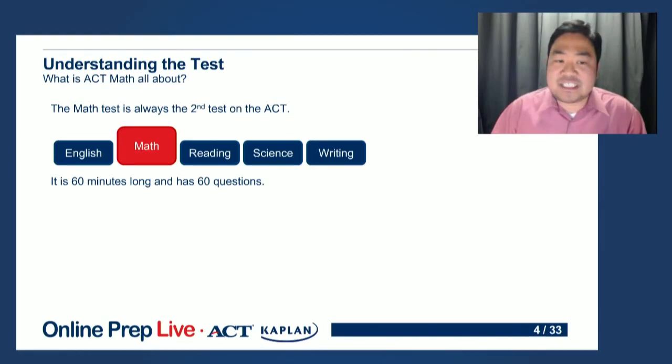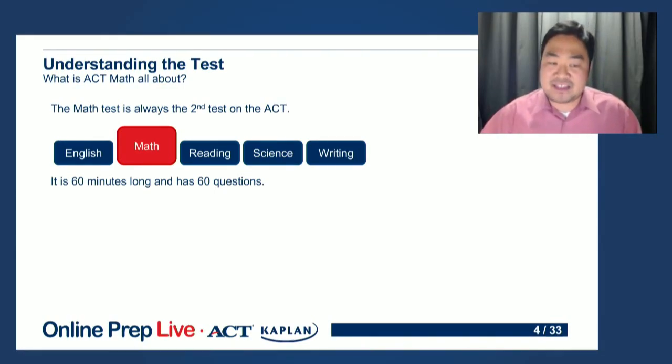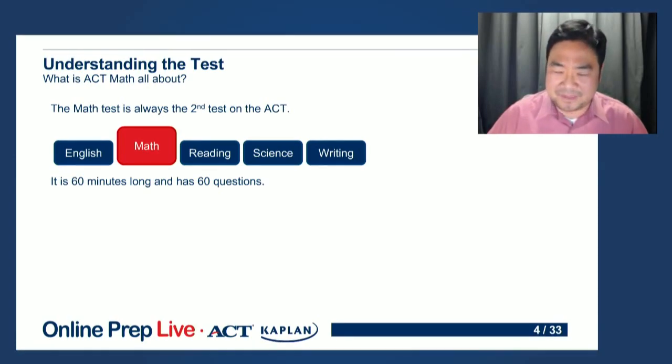Also remember, the math test is always the second test on the ACT. It will come after the English test and before the reading test. The math test is 60 minutes long and has 60 questions. You may be thinking to yourself, well, that's kind of easy: 60 minutes long, 60 questions. That's probably 1 minute per question. But also think about those topics that we just saw.